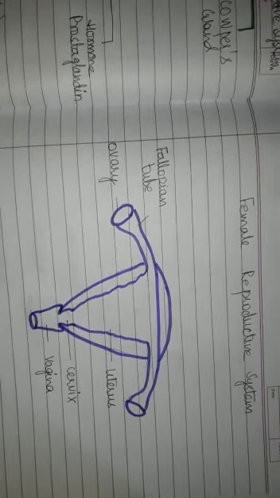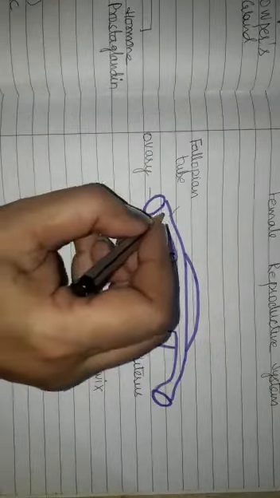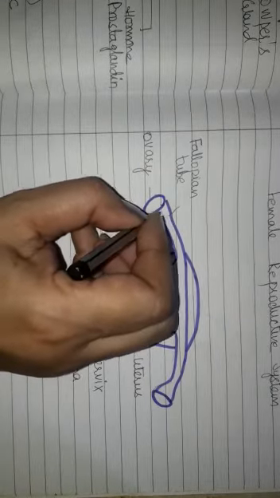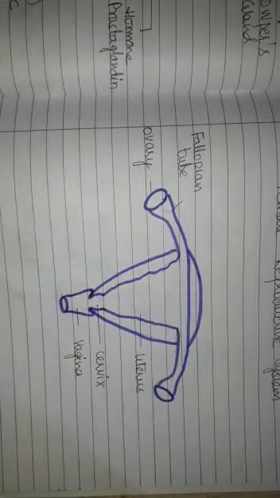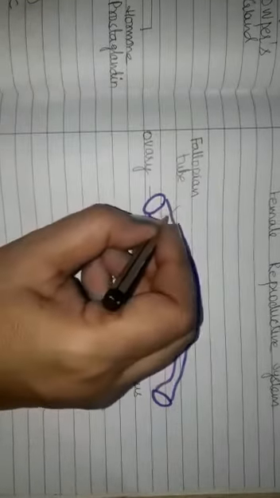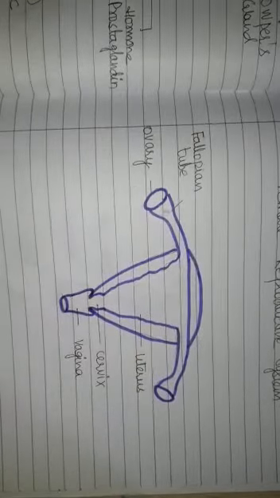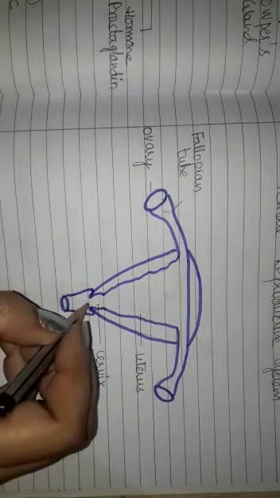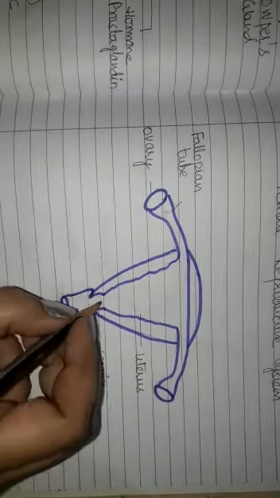Now, how does fertilization take place? The sperms are released in the cervix region during copulation and egg is released by the ovary. Each ovary releases egg alternately after a regular interval of time, that is 28 days. The sperms are released in the cervix region.